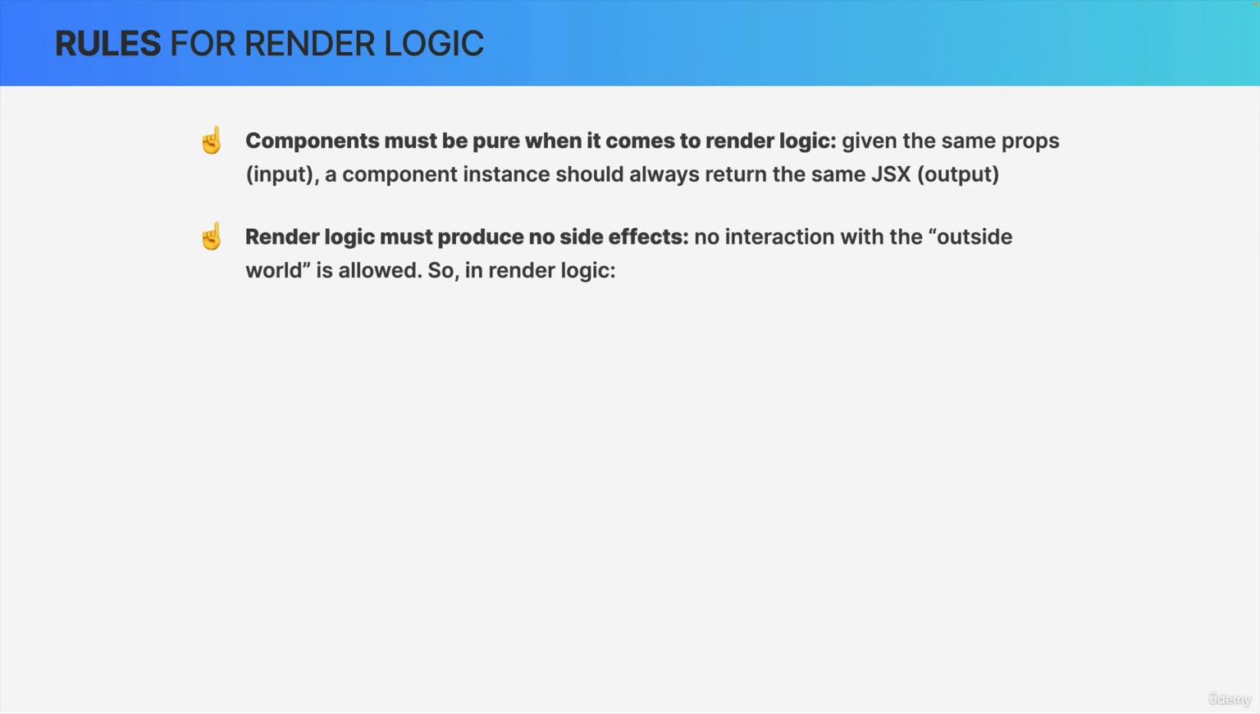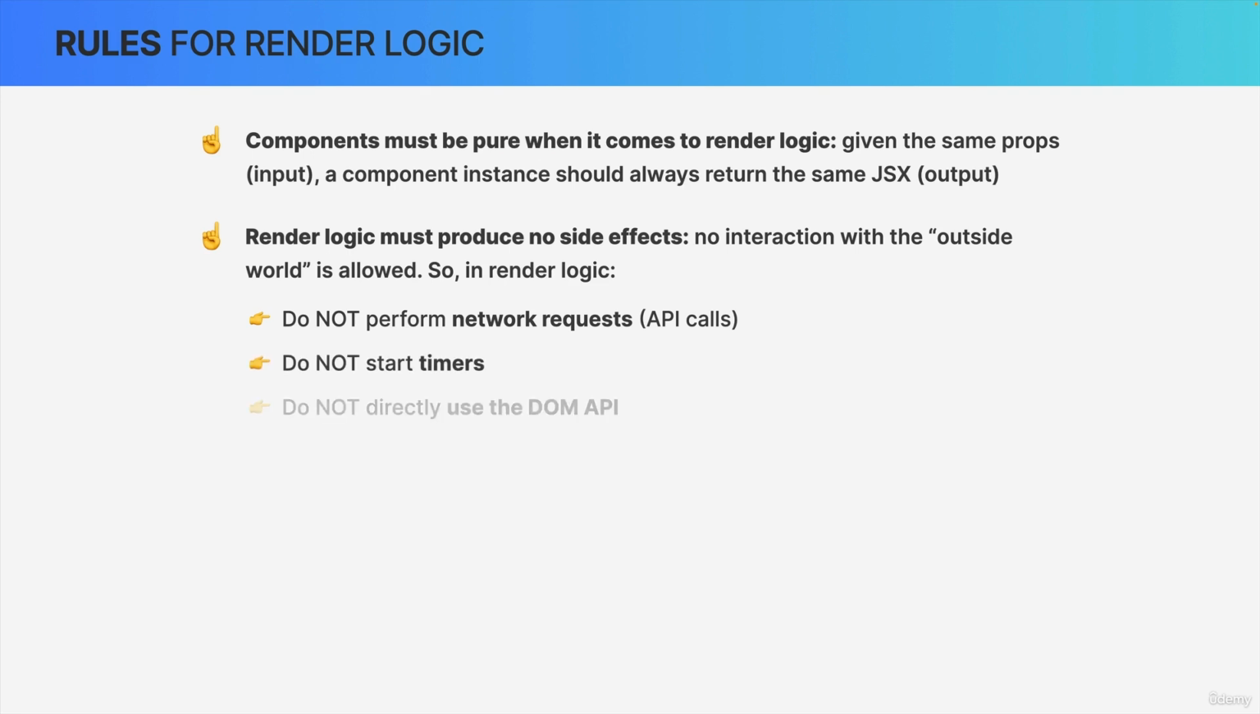So, in other words, the logic that runs at the top level and is responsible for rendering the component should have no interaction with the outside world. This means that render logic is not allowed to perform network requests, to create timers, or to directly work with the DOM API, for example, listening to events using addEventListener. Now, according to what we learned previously, render logic must also not mutate objects or variables that are outside the scope of the component function.